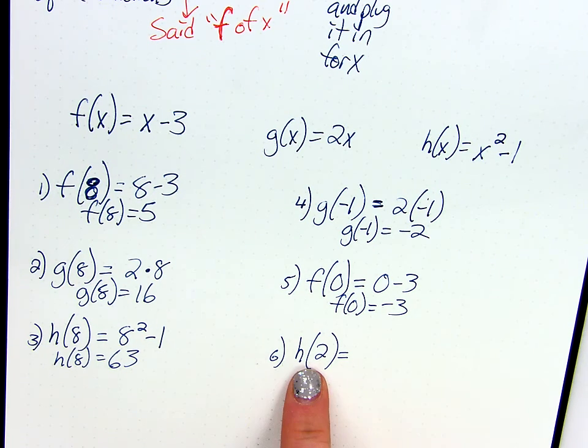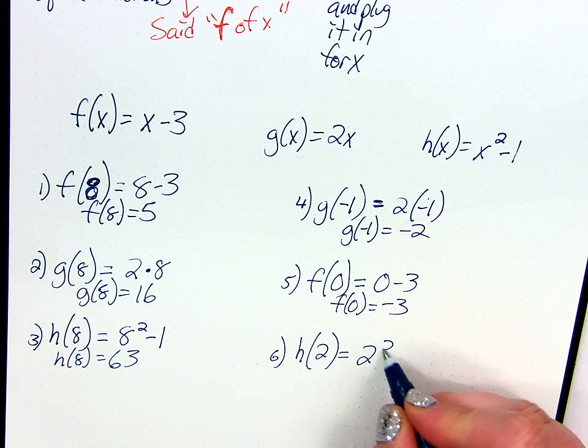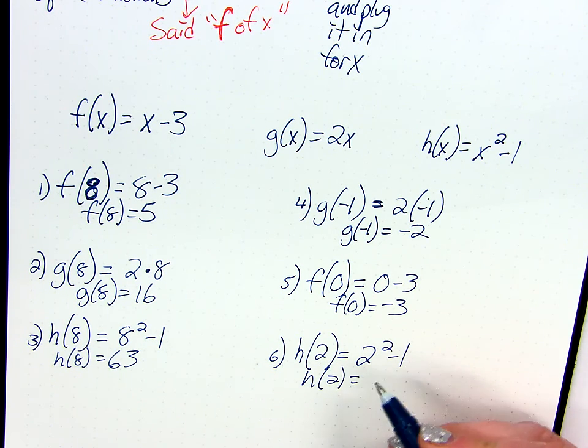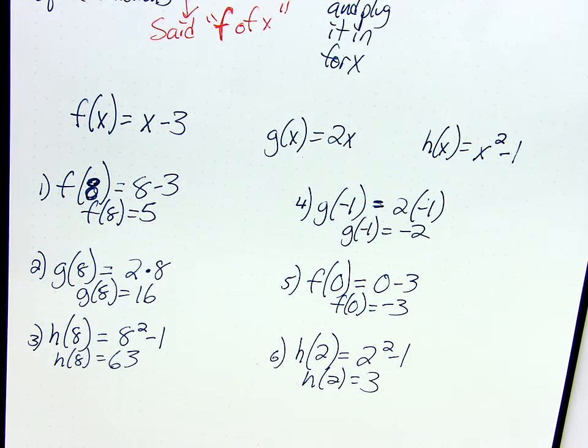And last one, h of 2. Olivia, you got the answer there? Positive 3, you got it. Go to h, plug in a 2. So that's 2 squared minus 1. H of 2. Remember, 2 squared is 2 times 2, which is 4, minus 1 is 3. So, is this all right? It's weird at first, right? But once you get the hang of it, it's not so bad.